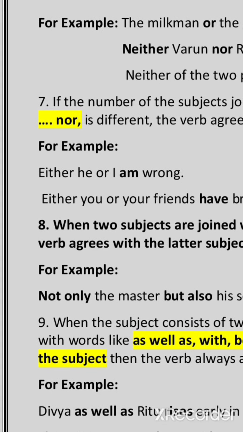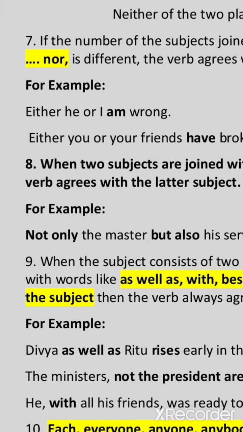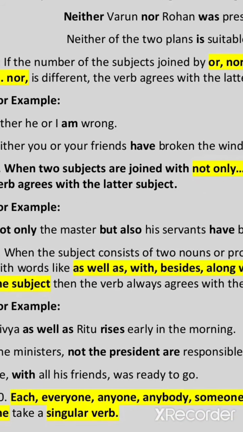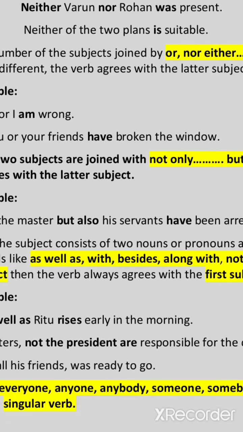Look at the example. Either he or I am wrong. Now which is the latter one? That is, which subject came afterwards? I. So according to I we have used am. Either you or your friends. Now which is the latter subject? Your friends. So according to that we have used have broken the window.